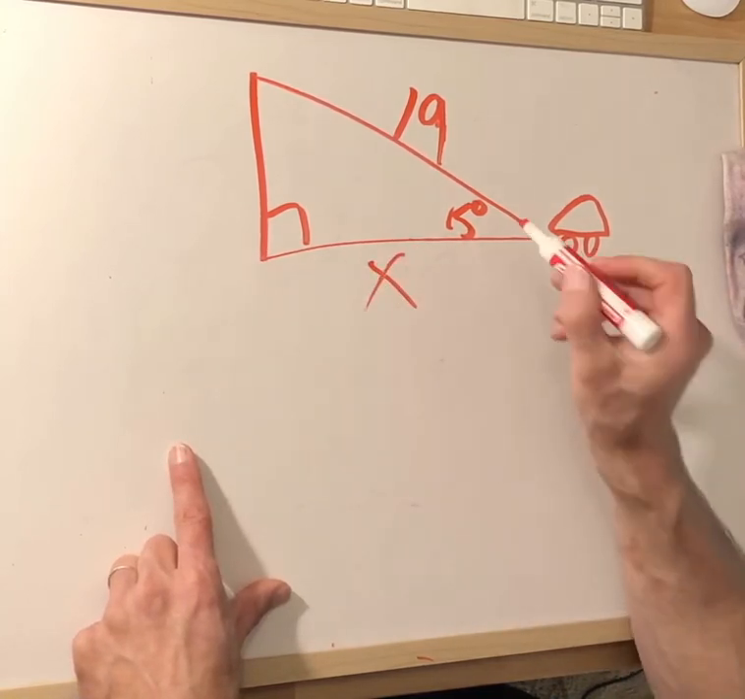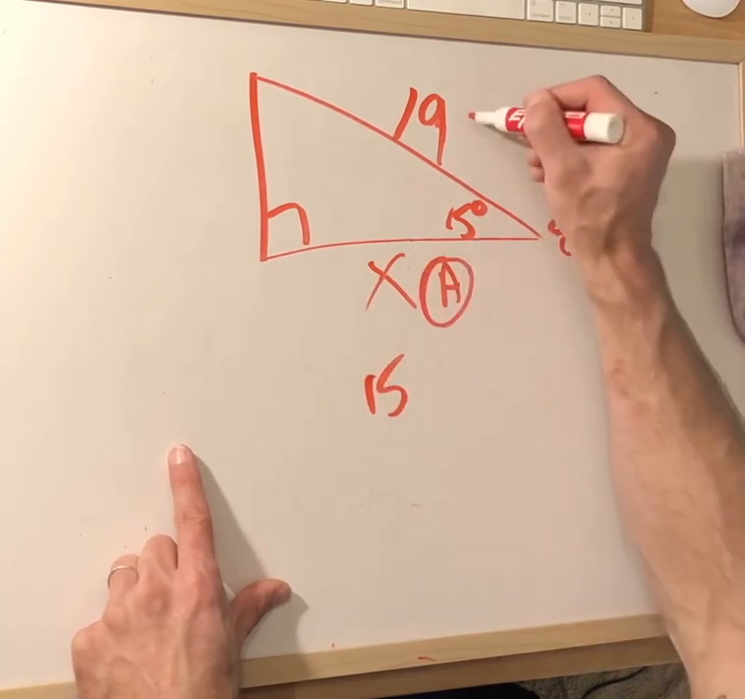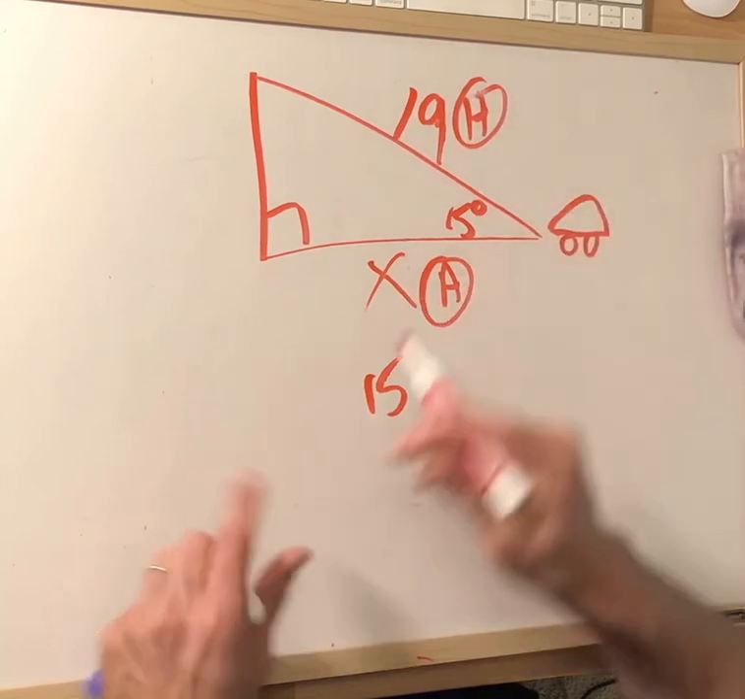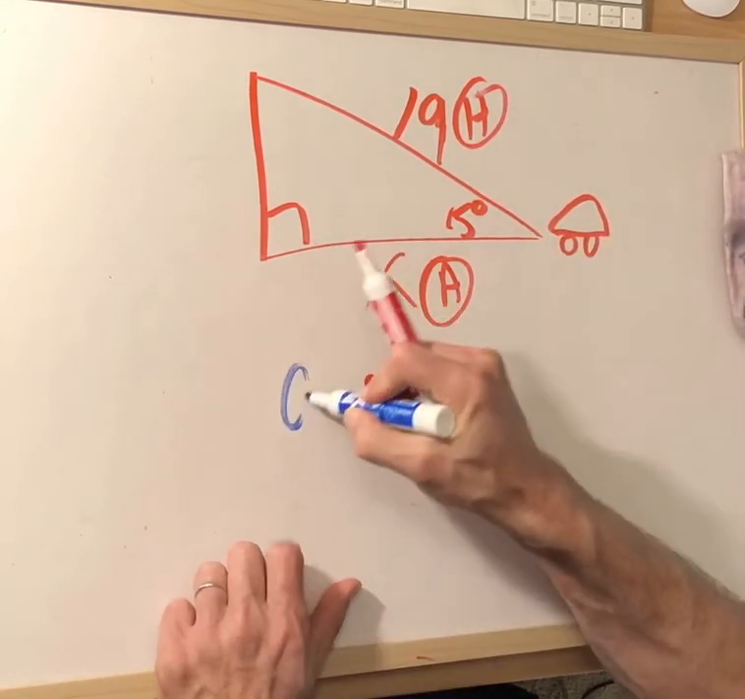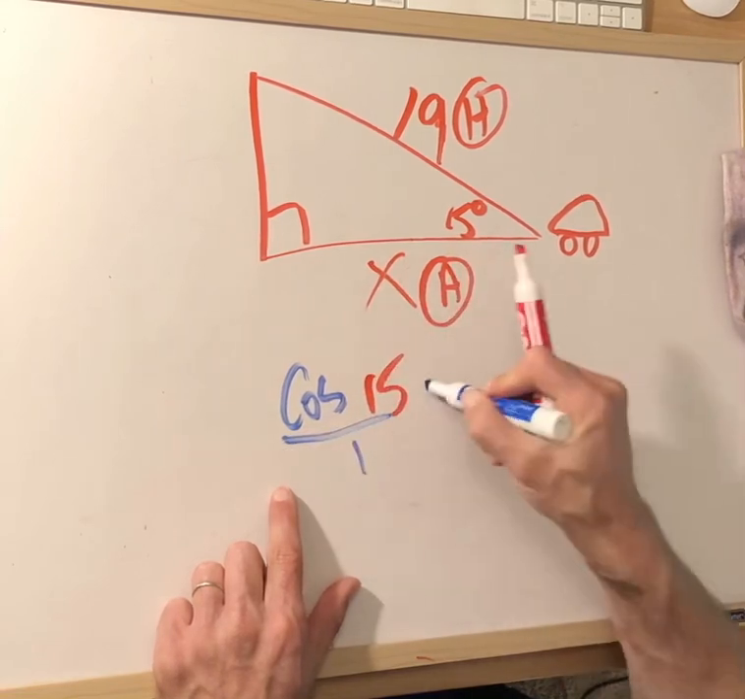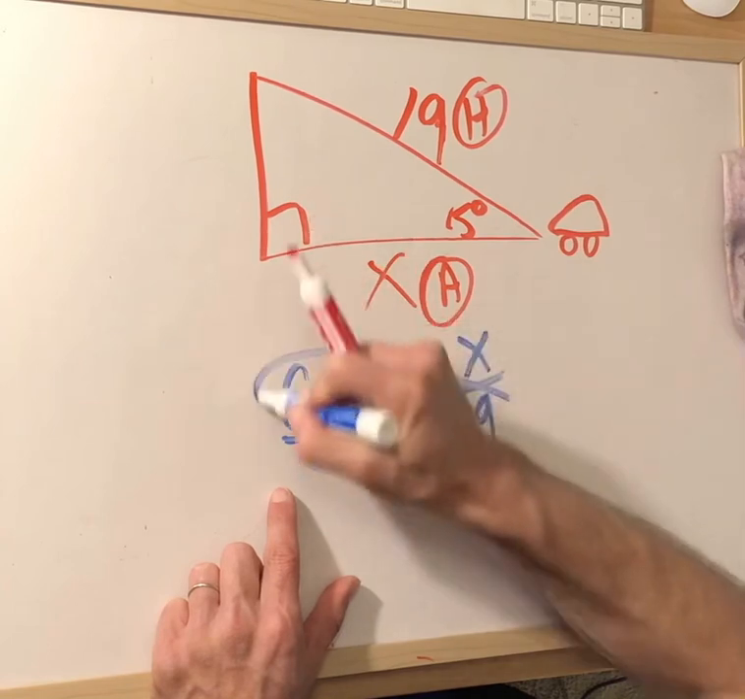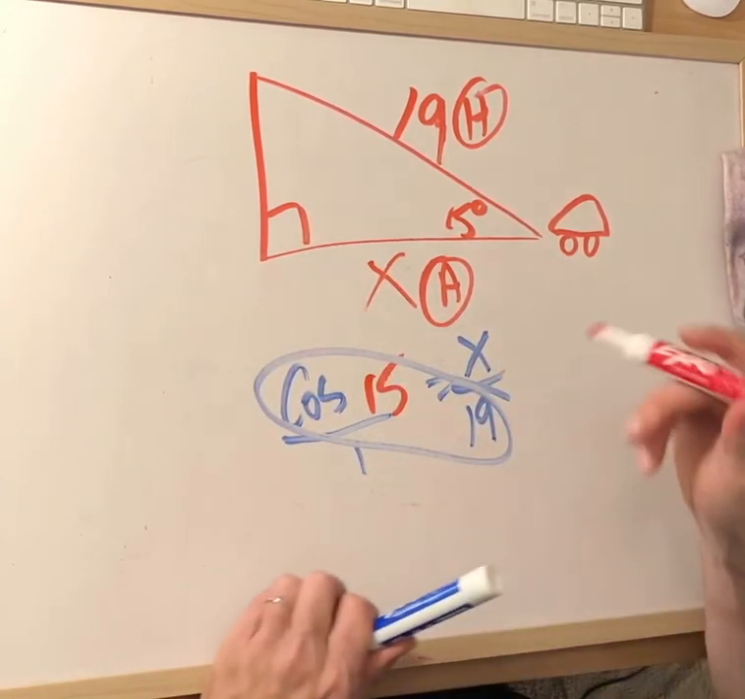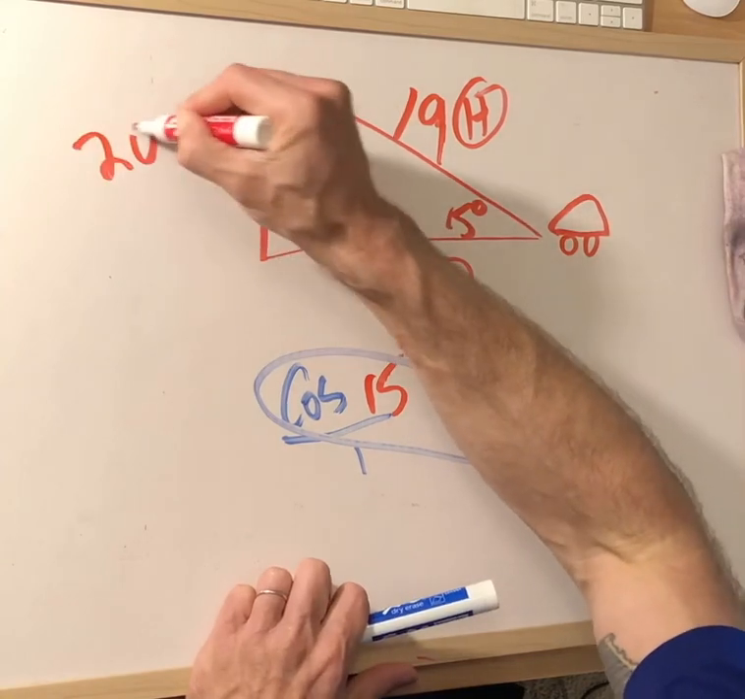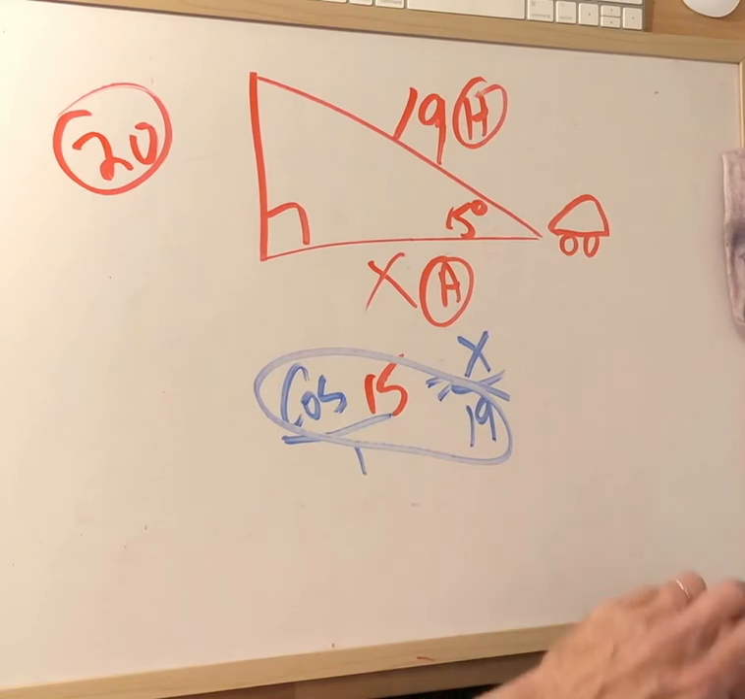There you go. So from this angle of 15, this is my adjacent, this is my hypotenuse, so I'm doing cosine 15 equals adjacent over my hypotenuse. Cross multiply. 19 times cosine 15 is your answer. This is number 20. And number 20, the answer is D.